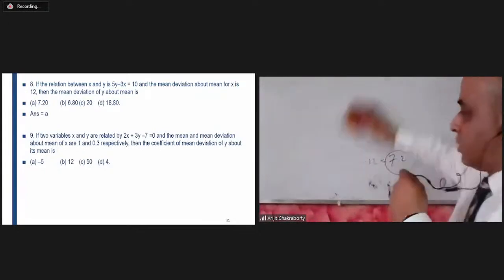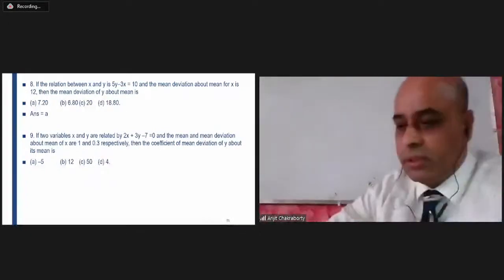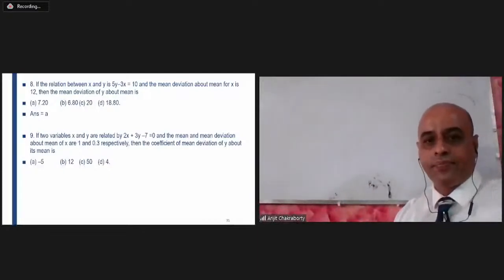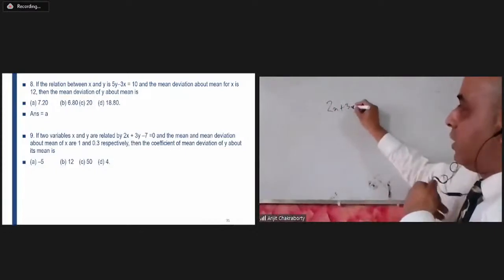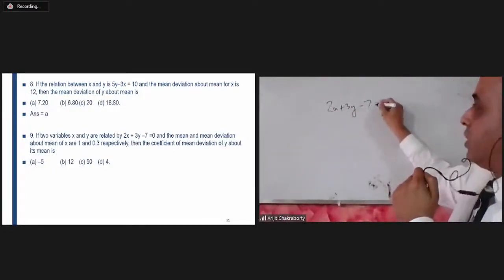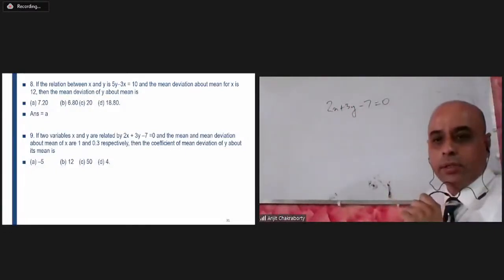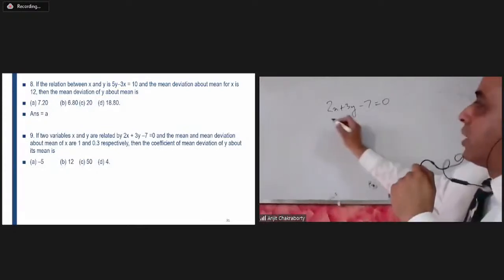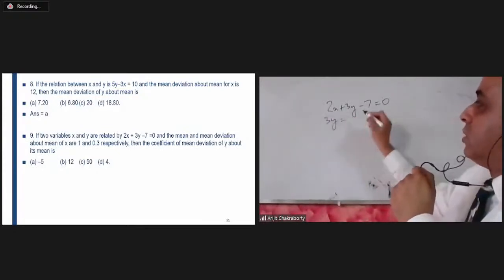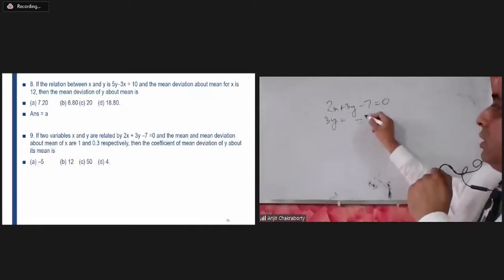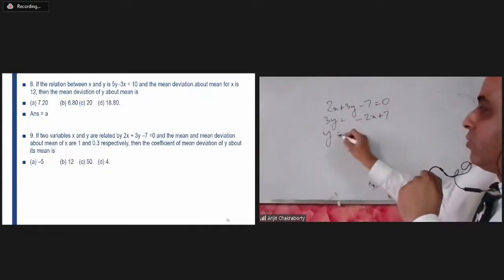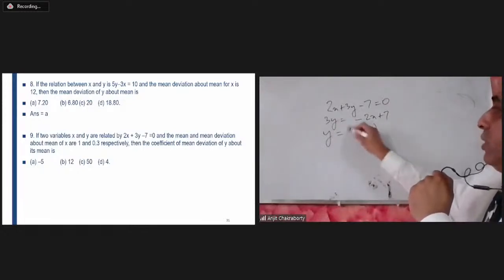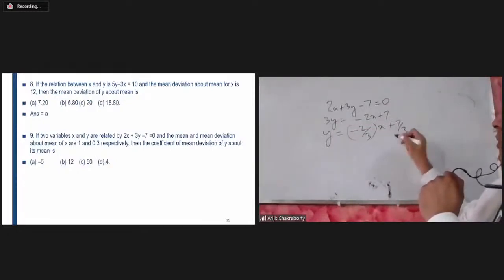It's a combined question. So we just try and write the equation first: 2x plus 3y minus 7 equal to 0. Okay, just follow step by step. So I can write 3y is equal to minus 2x plus 7. So I can write y is equal to minus 2 by 3 x plus 7 by 3.